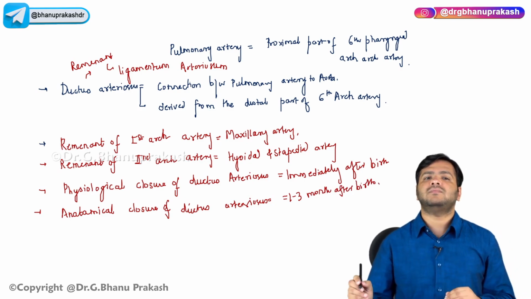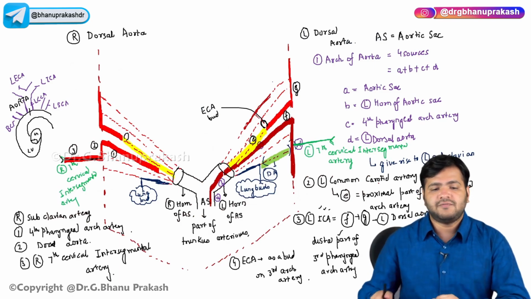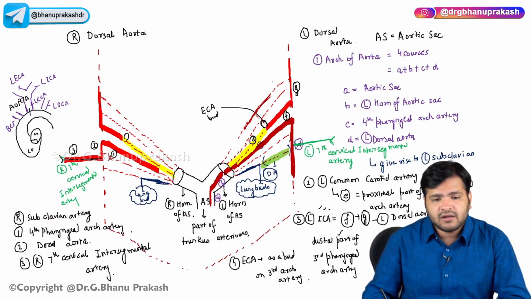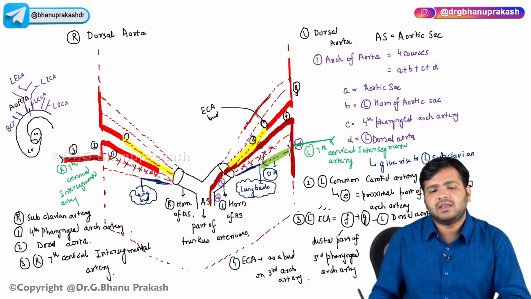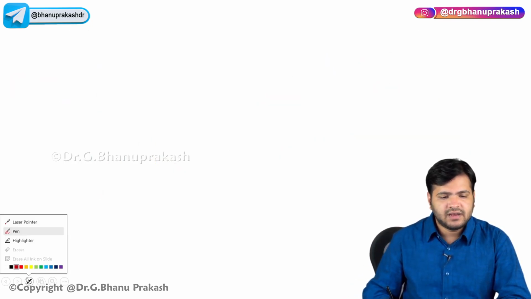It is 1 to 3 months after birth. So yes, that was about the fate, but remember this fifth pharyngeal arch artery has to disappear. It has no role, right? Now let us understand this.